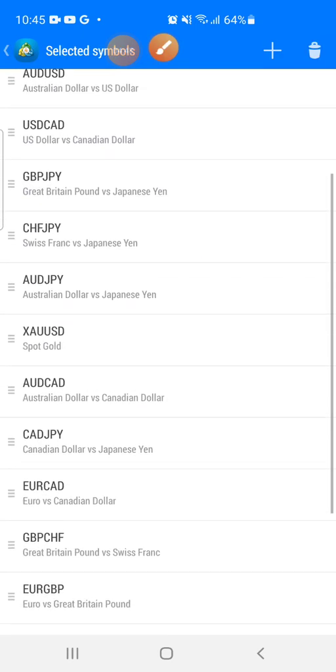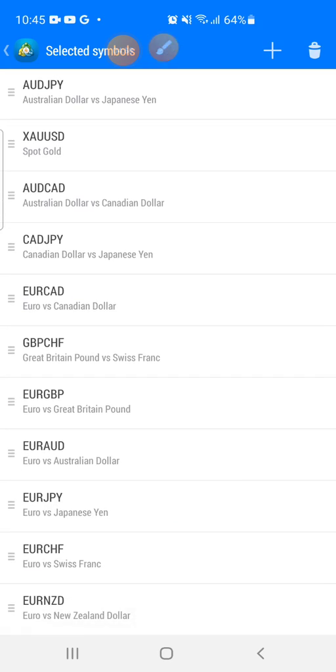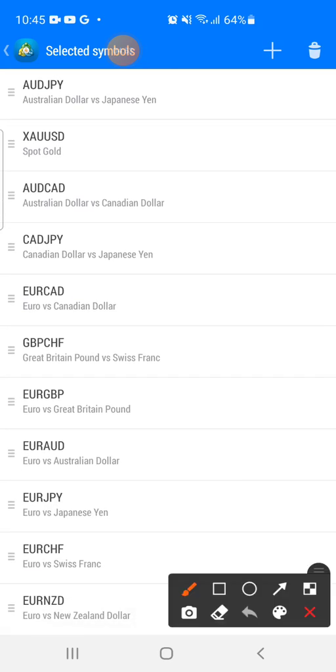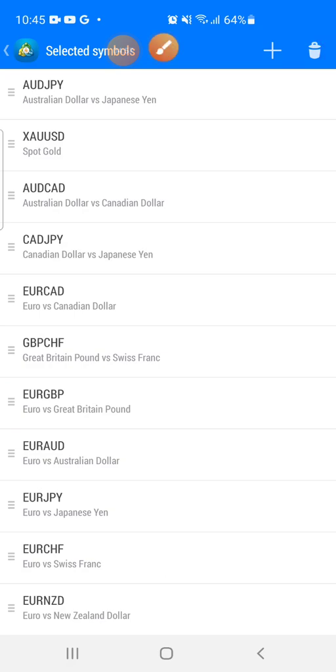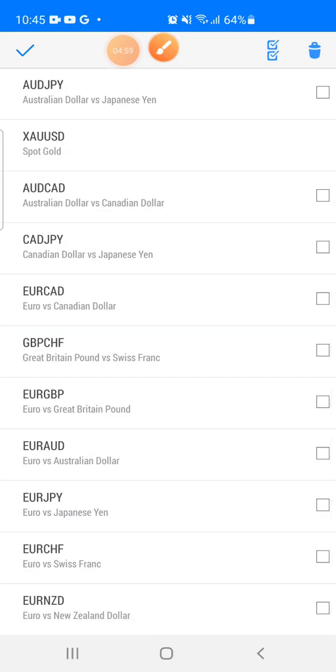Once you click on it, you select the ones. You click on the delete icon first. Once you click on it, you then select the ones you want to delete. So I'm going to select all the currency pairs I want to delete, the ones I'm not trading. I just added these things because of this tutorial.